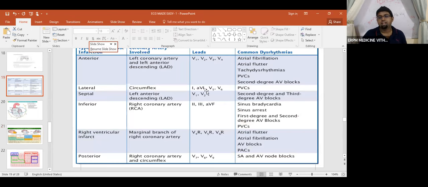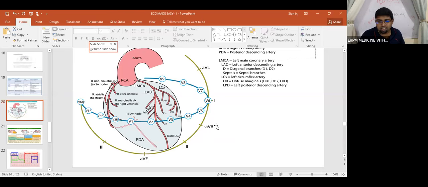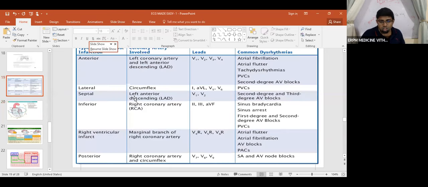What is the blood supply to the anterior part of the heart? Yes, the left anterior descending artery. So if you have a problem in V1 to V4, we know this is anterior, and the problem should be in the left anterior descending artery.